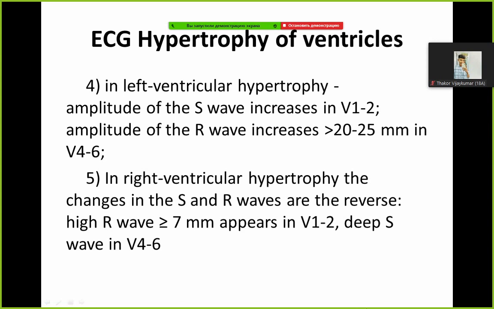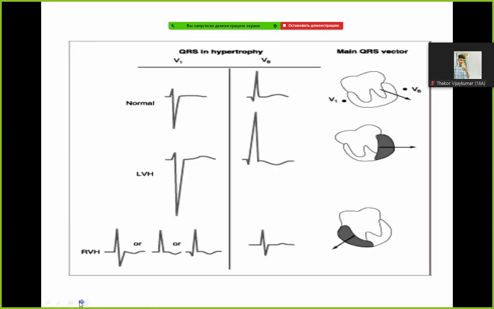In right ventricle hypertrophy, the changes in the S and R waves are the reverse. The high R wave, more than 7 millimeters, appears in V1 and V2, and a deep S wave in V4, V6. So once again, these changes are formed by changes of the direction of the main QRS vector in left and right ventricle hypertrophy.